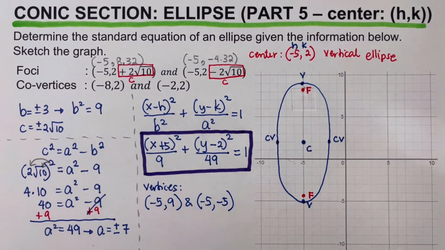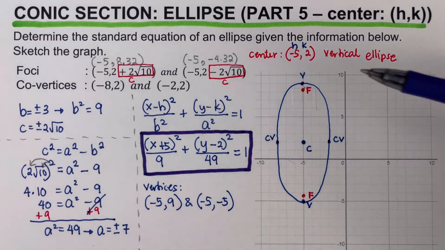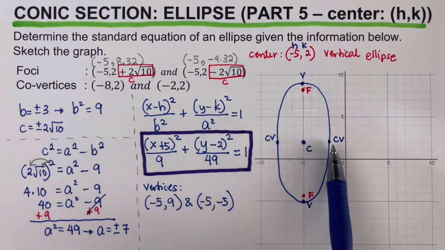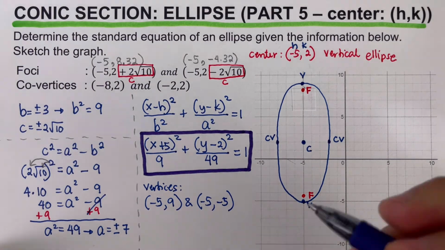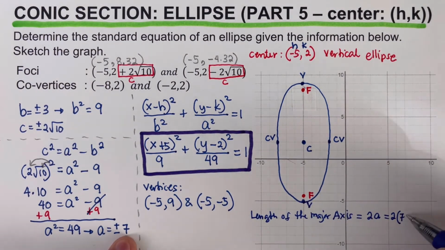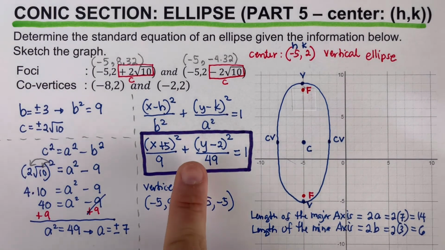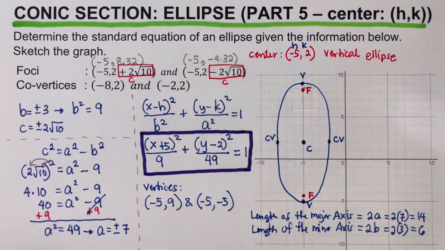Okay, moreover, we can go ahead and determine the length of the major axis and the length of the minor axis. I'm going to write it down here. So this is the equation for this problem that we have here, and this is the graph of this equation. Now let's move on to the next example.